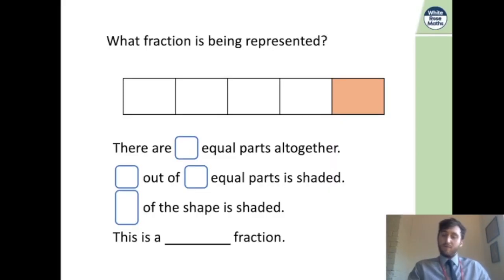So now let's get on with our actual lesson. So here it says, what fraction is being represented? And then it says there are how many equal parts altogether? So something out of something equal parts is shaded, and then I want you to put the fraction in there, and then is it a unit fraction or is it a non-unit fraction? Pause the video and give these a go.